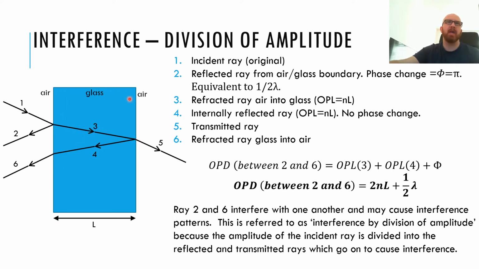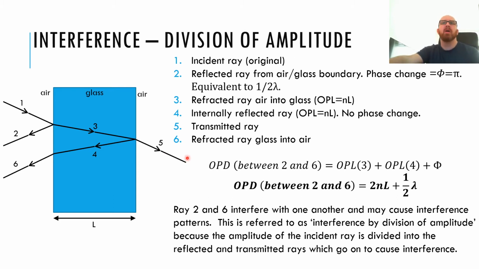So n being n for glass, the refractive index, times the length that's inside the glass. Number 4, some of it reflects at that boundary here, so we get total internal reflection here. And the optical path length of 4 is nL again because it's inside the medium. But there's no phase change at this boundary because it's glass to low density, no phase change inside.